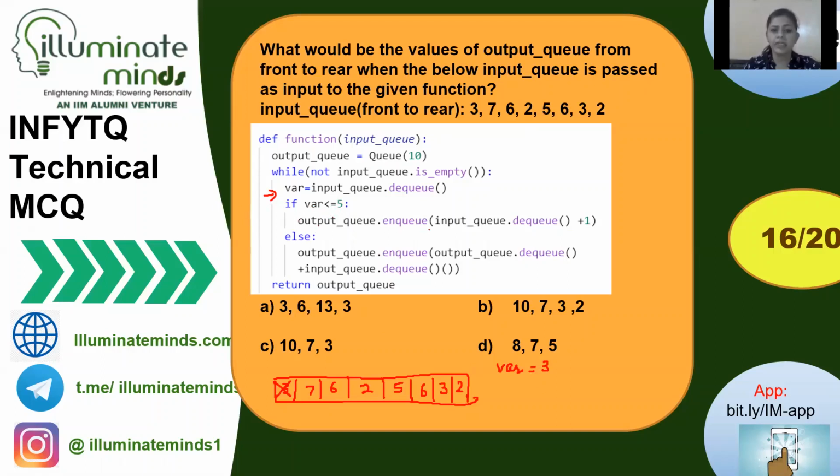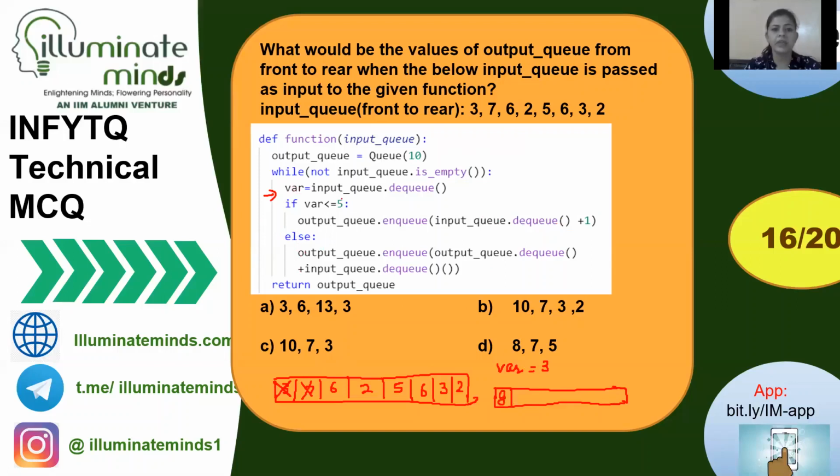Output Q dot NQ. So this means we are filling the value in output Q. This is my output Q. I'm filling the value. What value is getting filled? Input Q dot DQ. It's again DQing the next value, which is 7. This is DQ'd 7 plus 1. This means it is populated here. Else will not be executed. Let's go back to our while loop.